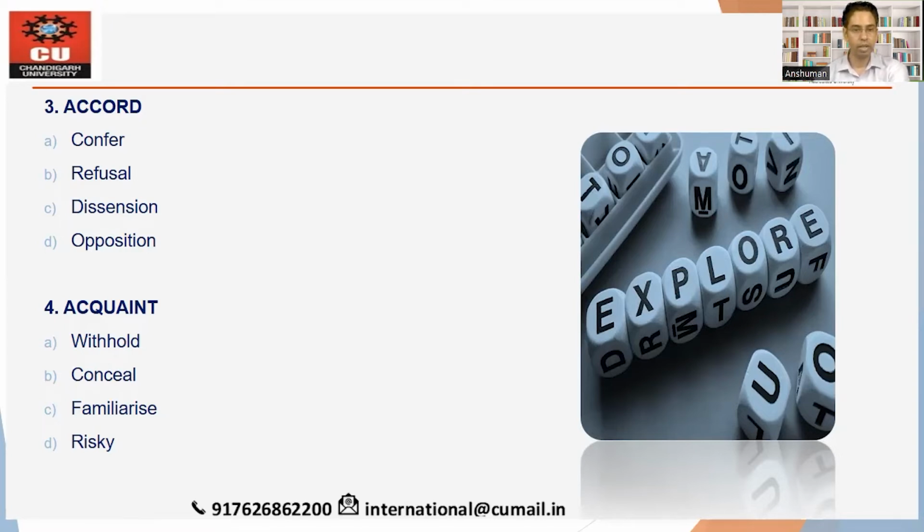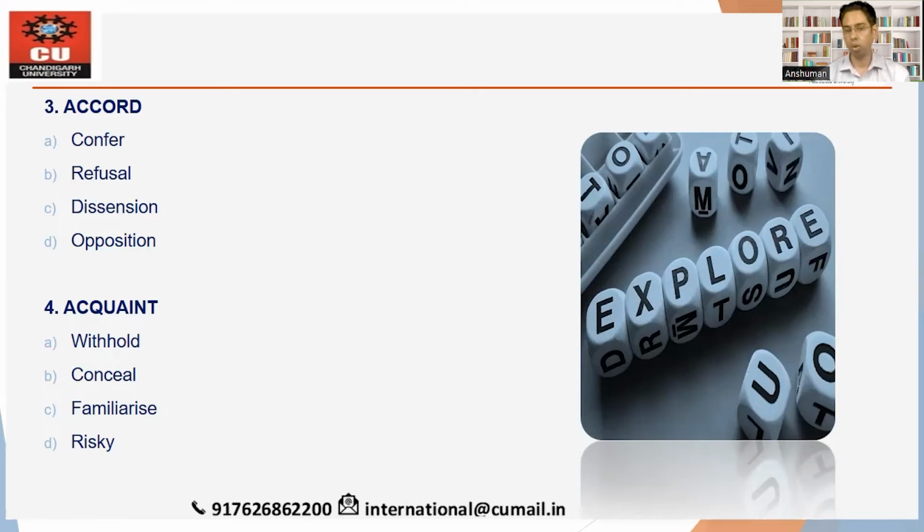Now let us move ahead and see the answer of question number 4. Question number 4 says acquaint. Now what is acquaint? Acquaint means to familiarize with something. When you know about something, some literature or any particular topic which is given to you, that is known as acquaint. Okay. Now, if we talk about the options to remove, the first option says withhold. Withhold has nothing to do with familiarize.